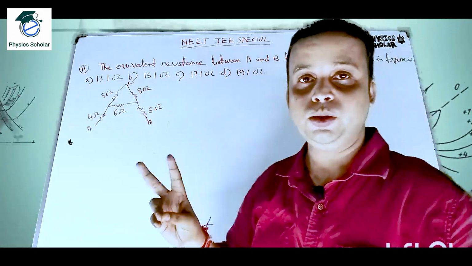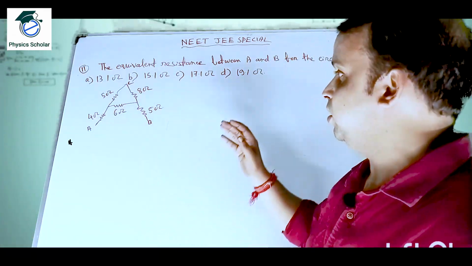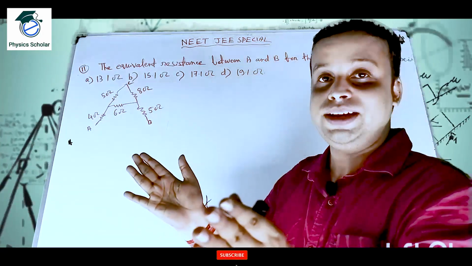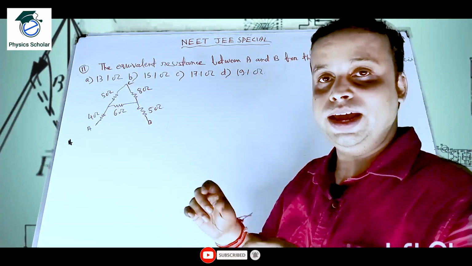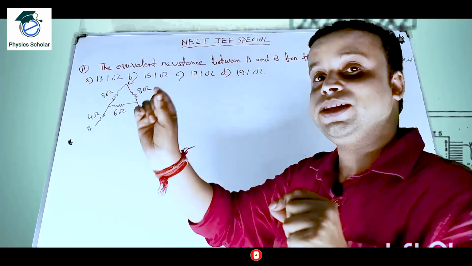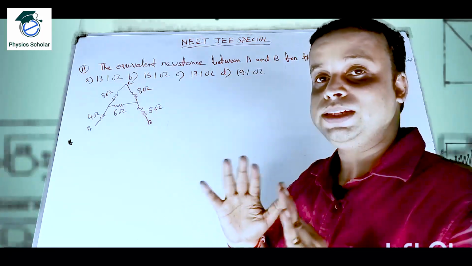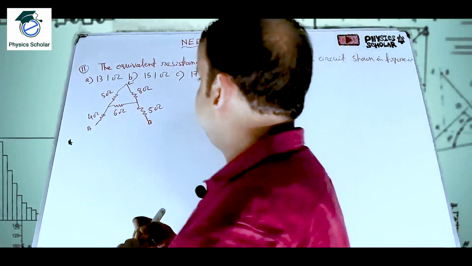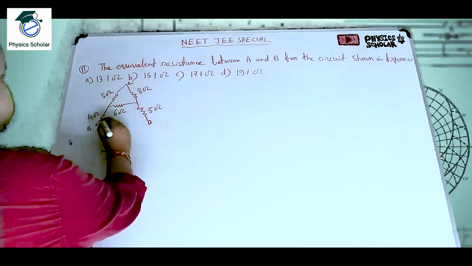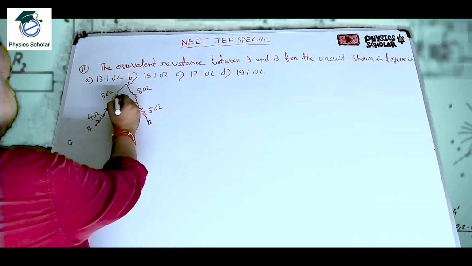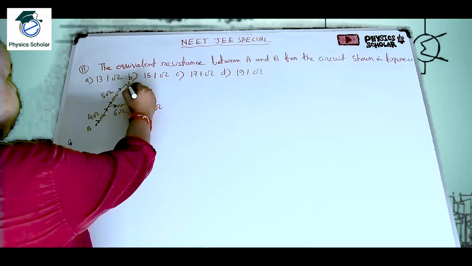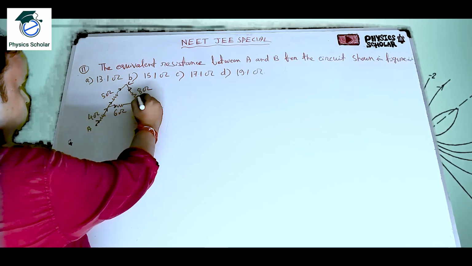So always two things you have to remember. The first one is where the current is dividing, that means they are in parallel. And when the same current is flowing through the resistances, that means they are in series. So here between A and B, between this point and this point, the current will be divided, and this current will flow from here also.